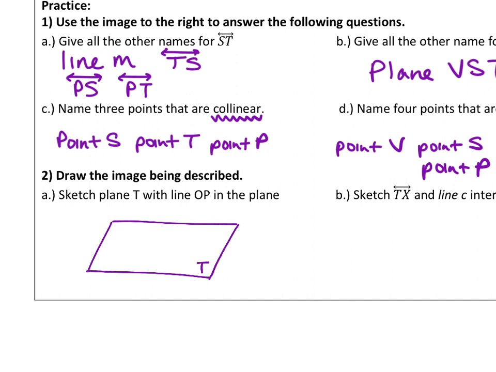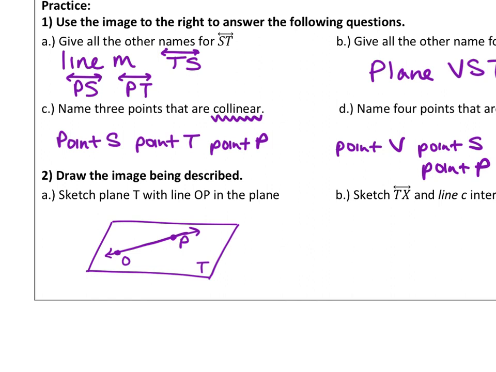But it also says that line OP is in the plane. So what should I do with the letters O and P? Put them on the plane. Here's O, here's P, and what should be going between them? A line. What does this line have to have on the end or else it's wrong? Arrows. So if we have a line in the plane, then our image simply needs to have the line in the plane. Does that check out? Does that make sense?